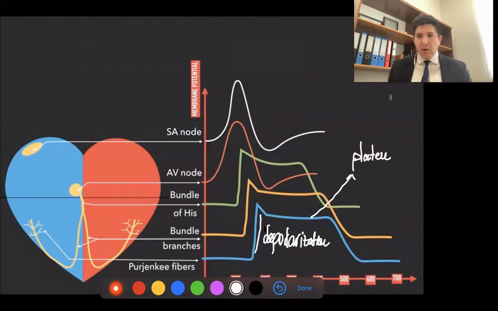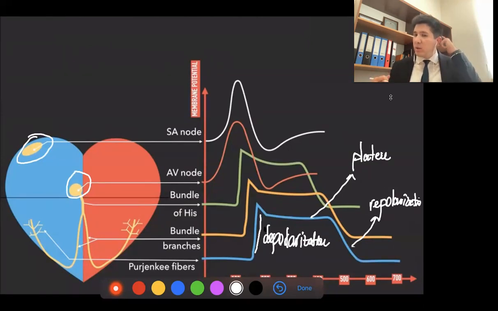After some time, the membrane potential is going to decrease again inside, then it becomes negative inside and positive outside. And this state is going to be called the repolarization. So essentially, some parts create action potentials with depolarization and repolarization, and the other parts create depolarization, plateau, and repolarization. There is a reason why this happens, and we are going to discuss this in a moment.